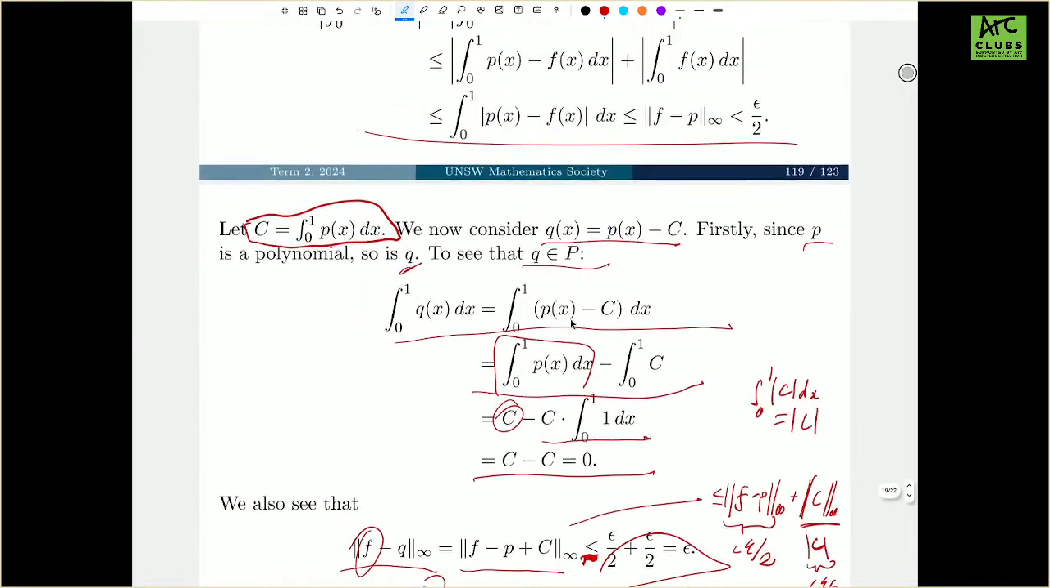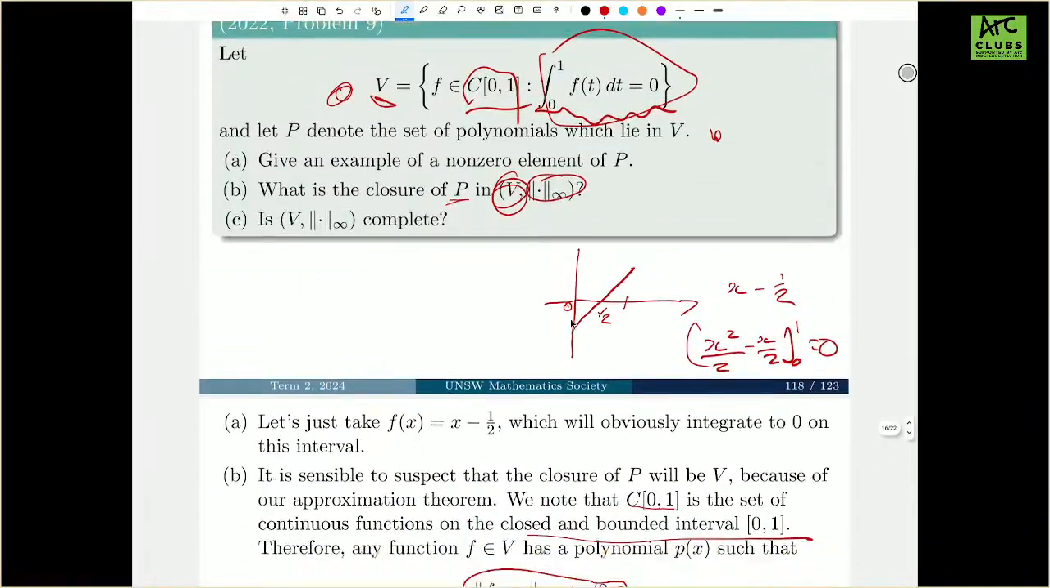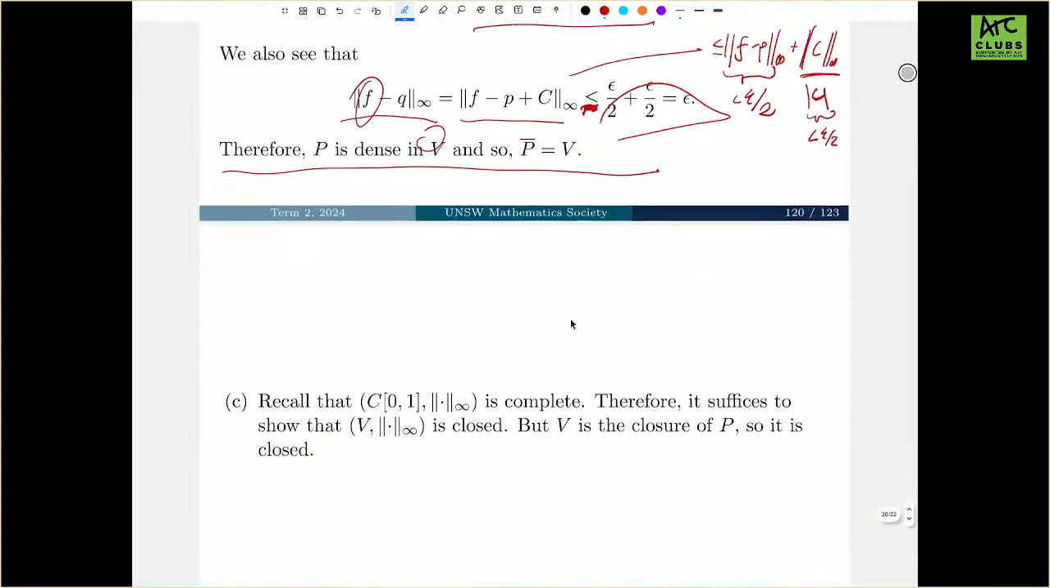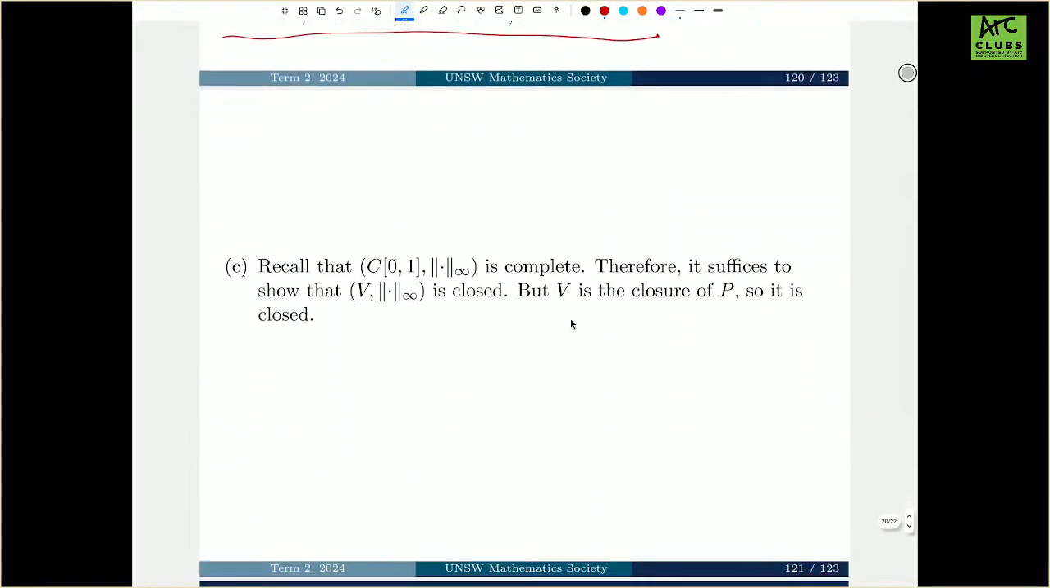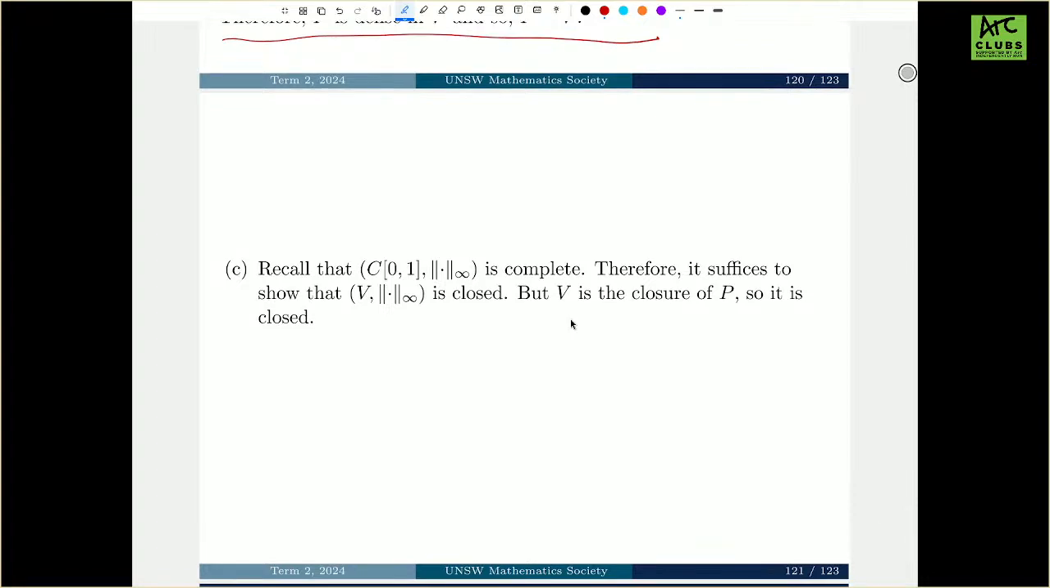Okay, what was our question for part c? Is V complete? We know already, hopefully, that this metric space is complete. And V is a subset of that under the same norm, so all it suffices to show is that it's closed, that it contains its limit points. But because V we already found was the closure of P, it is closed, because the closure will give you all the limit points, and applying closure twice has no effect. So V is its own closure, and V is closed.